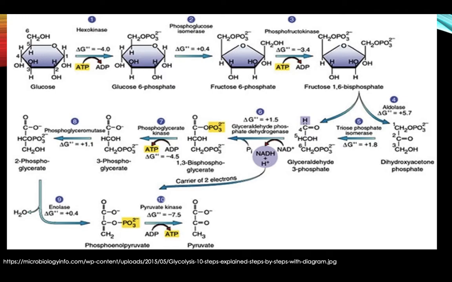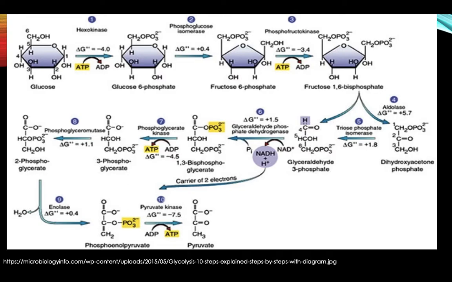Glyceraldehyde 3-phosphate dehydrogenase will contribute a phosphate and in turn will produce 1,3-bisphosphoglycerate. Phosphoglycerate kinase transfers a phosphate group from 1,3-bisphosphoglycerate to the given ADP to transform into ATP and 3-phosphoglycerate. An enzyme called phosphoglyceromutase relocates. So we got a little rearrangement going on.